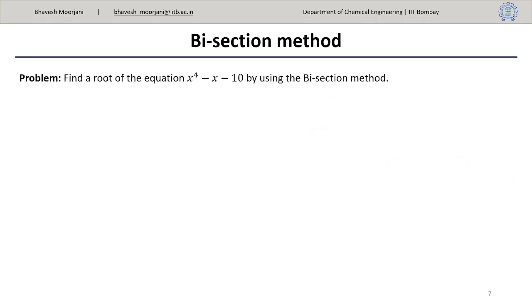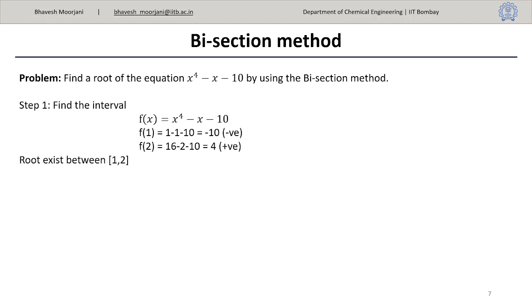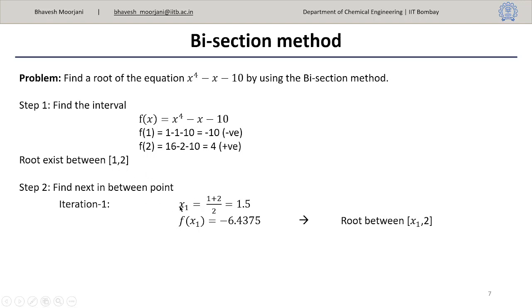Let's try to understand how the steps of this method work through a simple example. Let's say I have the function f(x) equal to x to the power 4 minus x minus 10, and I want to solve for its root by using the bisection method, right? I will first guess some value of x where I get a positive value and some value where I get a negative value. If I put the x value 1, I get f(1) as minus 10, which is negative. If I put the value 2, then I get the value 4, which is positive. So I have two extremes ready, okay? Now we will find the next iteration point in between 1 and 2. As the name bisection or interval halving refers, the next point will be the midpoint of these two extremes. So (1 plus 2) by 2 is 1.5.